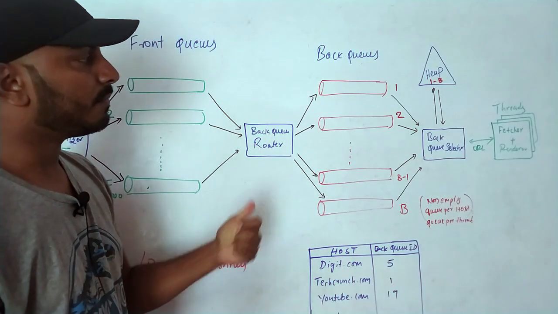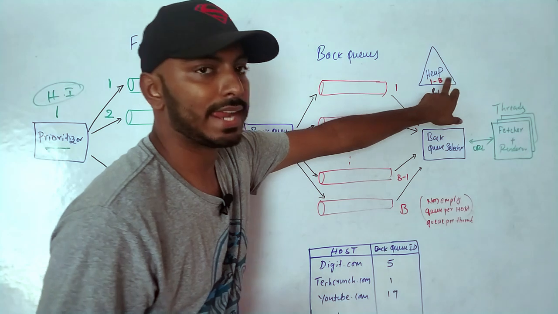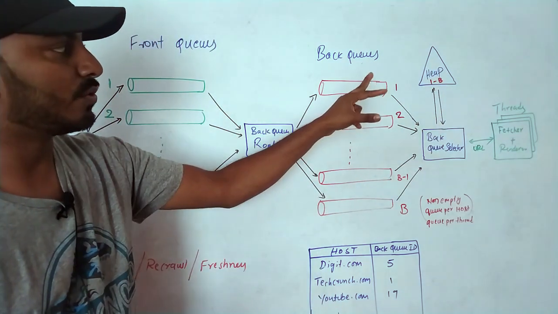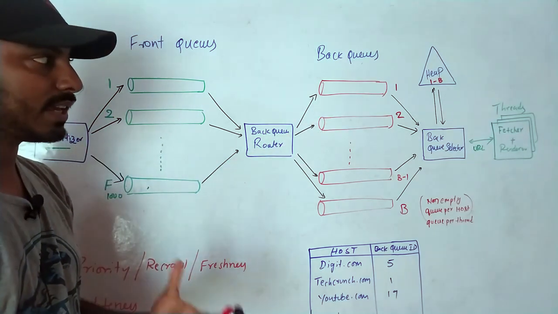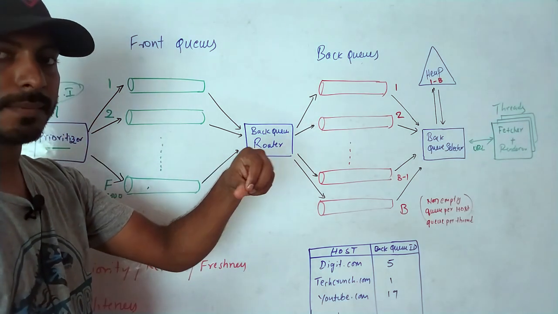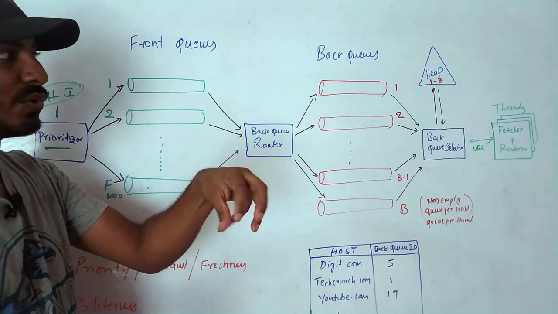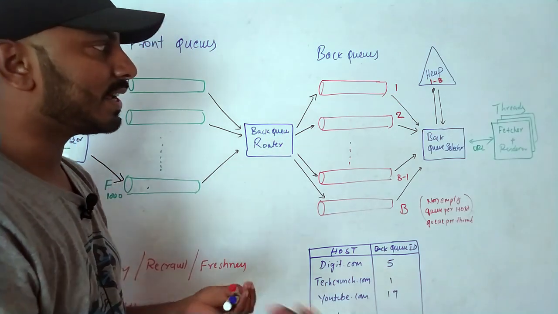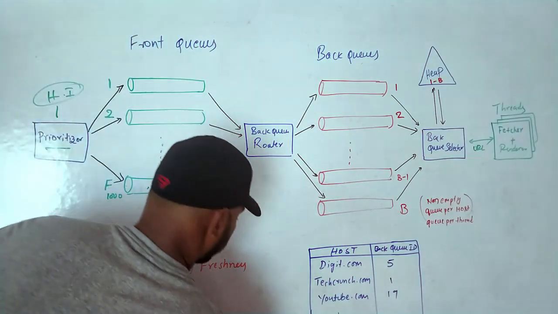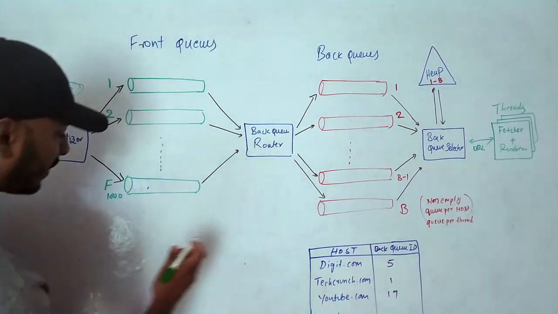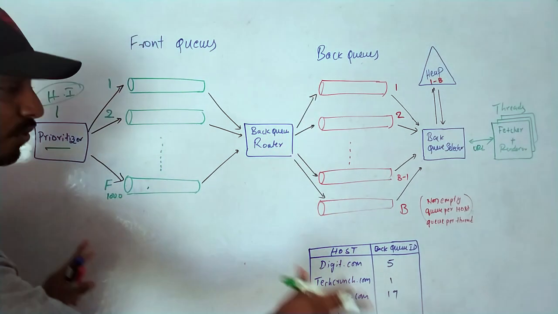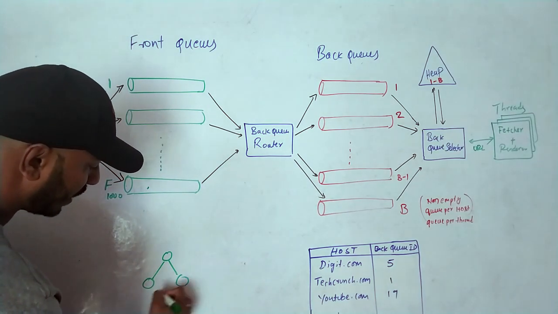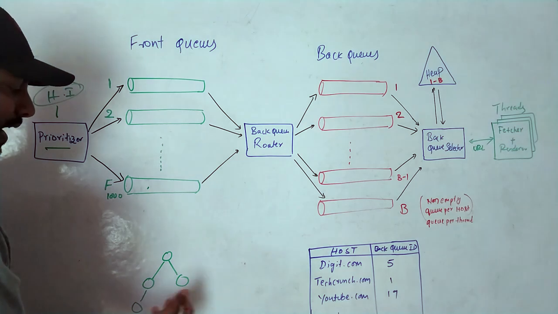How does it know? There will be 1 to B entries in the heap, equivalent to the number of back queues. Why do we need to have a heap? Because in the heap, we can get the minimum value in log n time, right? That's the reason why we have a heap here. What it contains is basically, I'm going to write somewhere here. So say we only have four queues. The heap will basically have four elements in it.